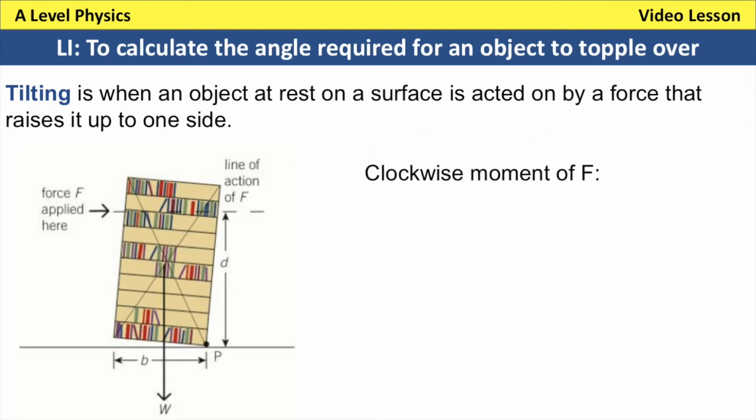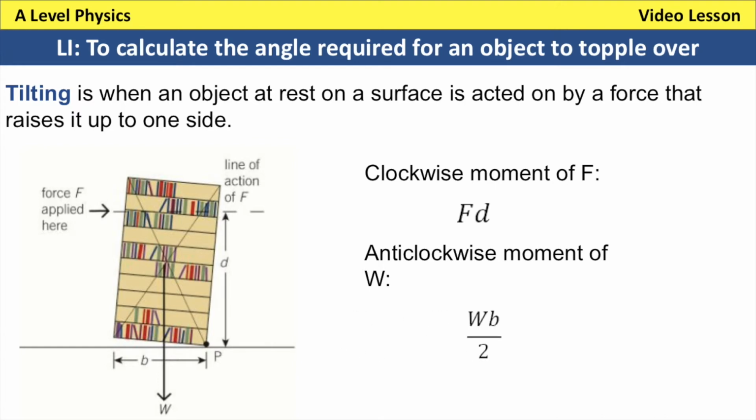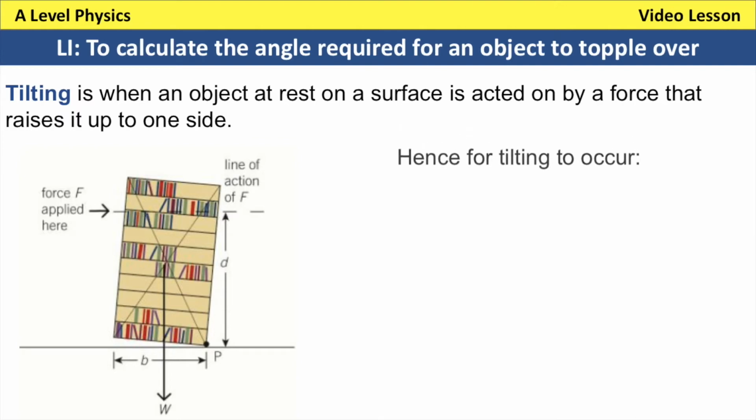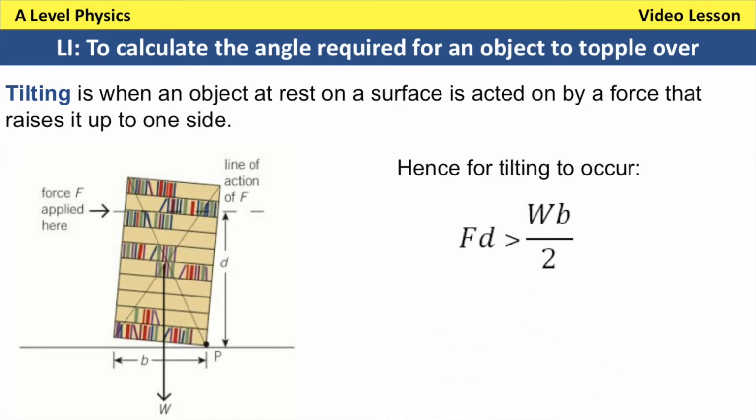Now the clockwise moment provided by force F would be F multiplied by D because D is the perpendicular distance between the line of action of F and the pivot point. By contrast, the size of the anti-clockwise moment caused by W will be W multiplied by B over 2 because the perpendicular distance between the line of action of W and the pivot point is half of B. Now the condition upon which we are actually going to have tilting occur is if the moment caused by F is greater than the moment caused by W.